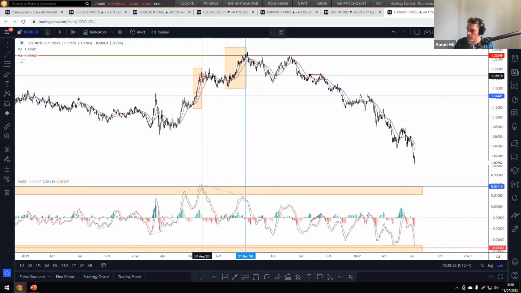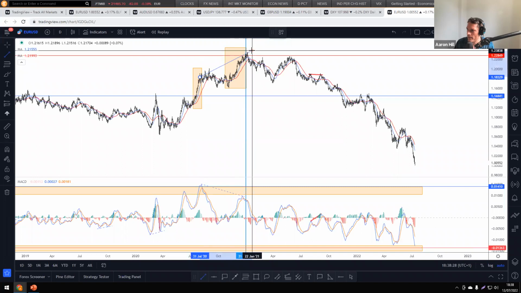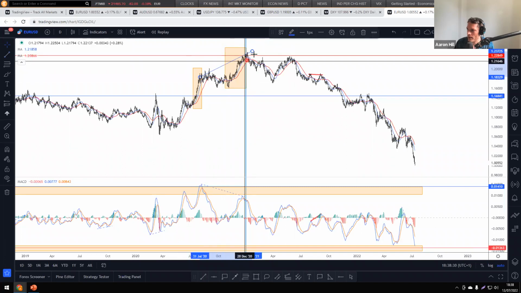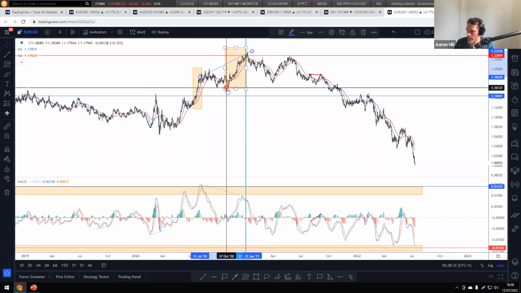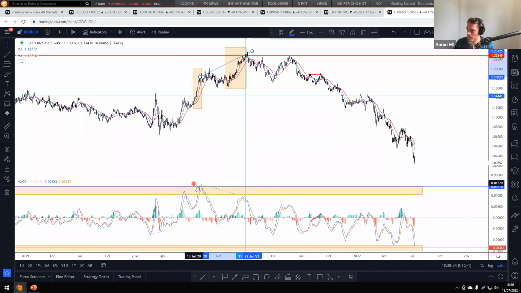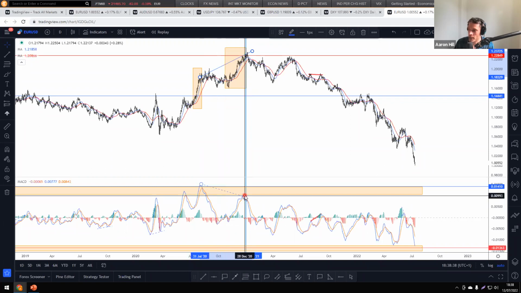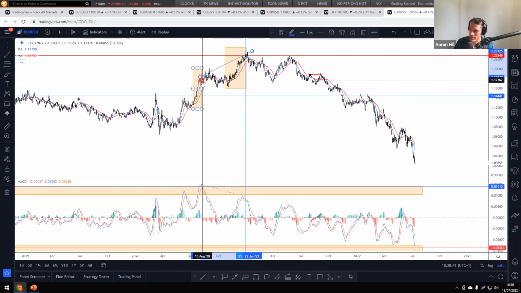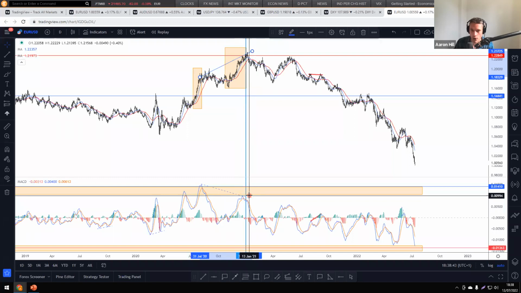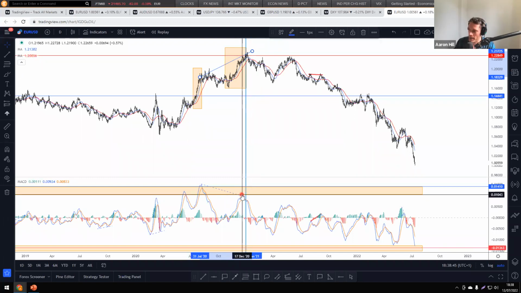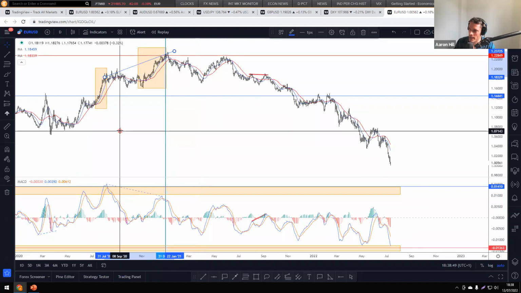Look on the chart. From this point here, we have what? We have a higher high. So a high, higher low, higher high. High, lower, lower low, lower high. So what's happening is this higher high is not confirmed by the MACD. It's quite simple, guys.